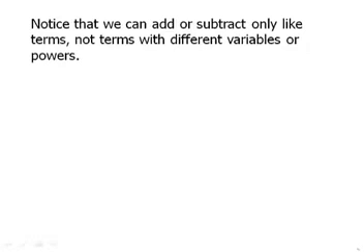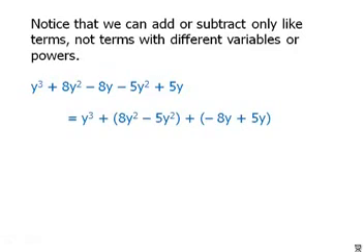Notice that we can add or subtract only like terms, not terms with different variables or powers. So if we look at this expression, we can't just add everything together because what we have here are different powers of y. So we have to group the terms by the like term, by the powers of y. So the cubic, y cubed, that's going to be by itself. We group the two quadratic terms and the two linear terms. And then within those groupings, we can simplify. So we get down to this simplified expression.